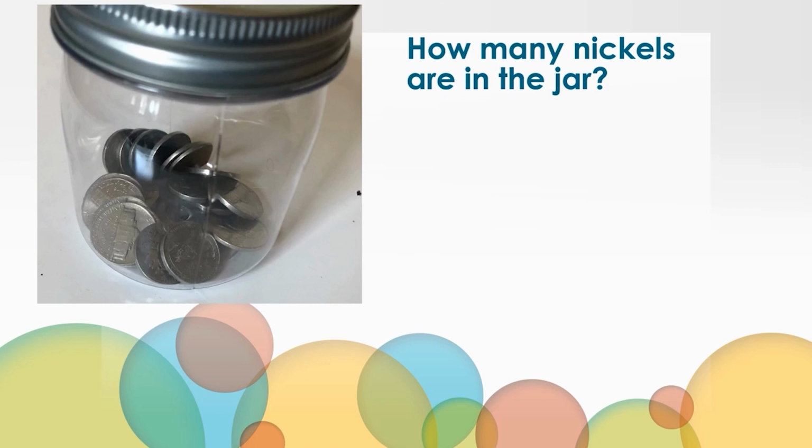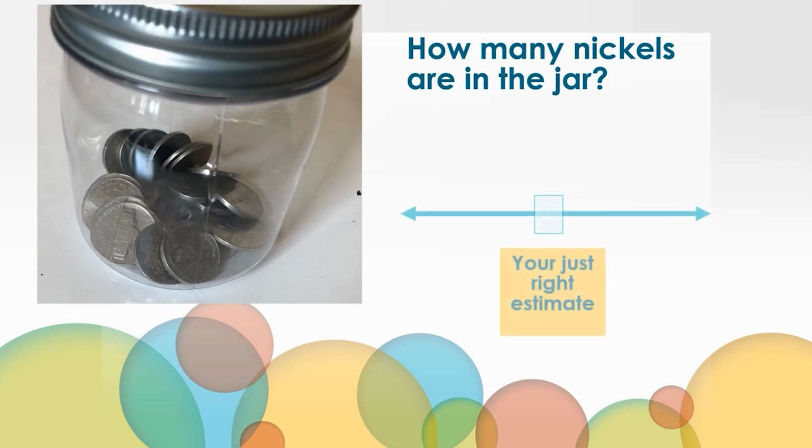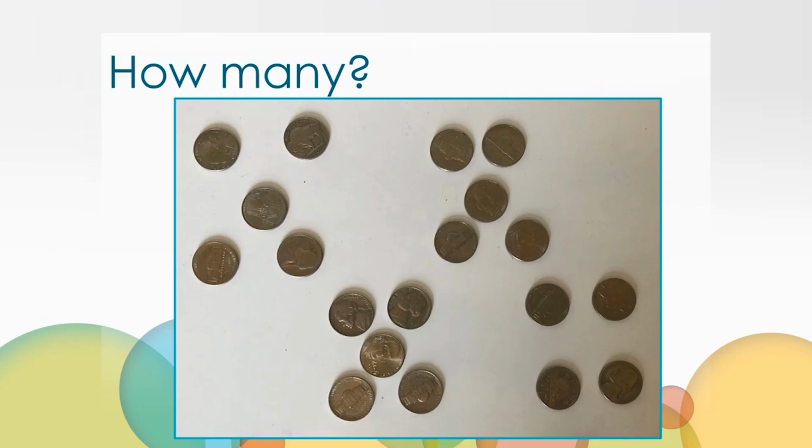I put some more nickels in our jar. How many nickels are in this jar? You're going to think about how many you think are just right. A too low number might be what we just counted, 12. We just had 12 nickels. A too high might be 25. Let's figure it out together. How many?